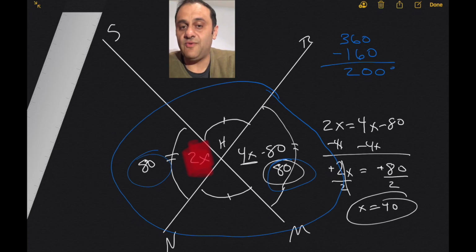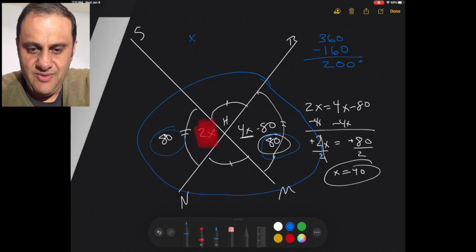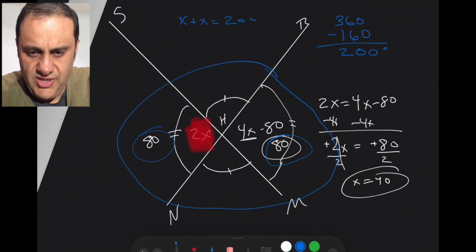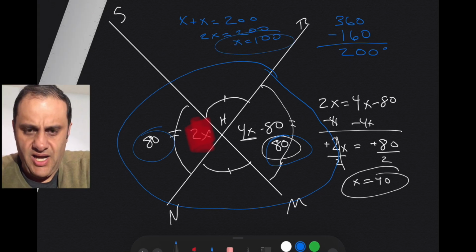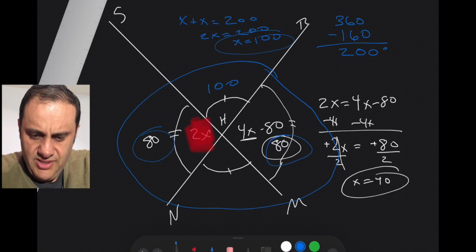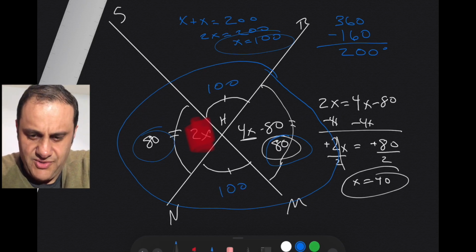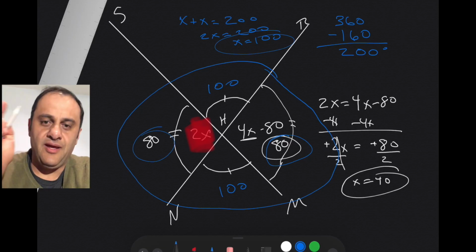Now those angles have to equal each other. We could say x plus x equals 200, right? The mathematical way, so 2x equals 200, and then you divide each side by 2, x equals 100. So this angle has to be 100. And then this angle has to be 100, so those two angles are 200, and the other angles are 80 and 80.